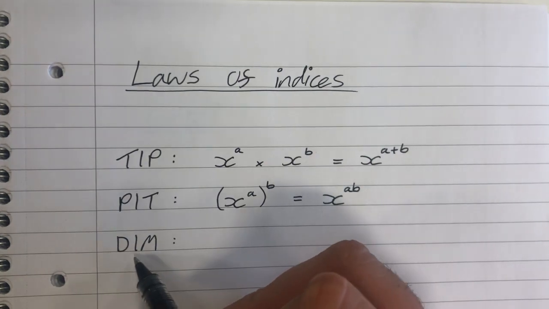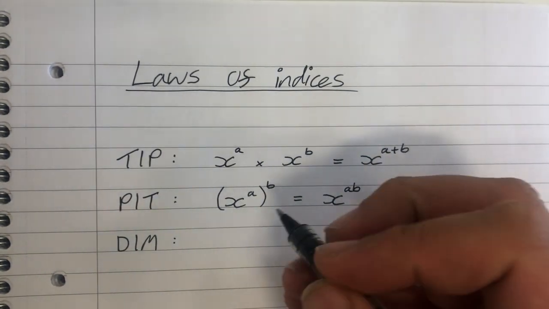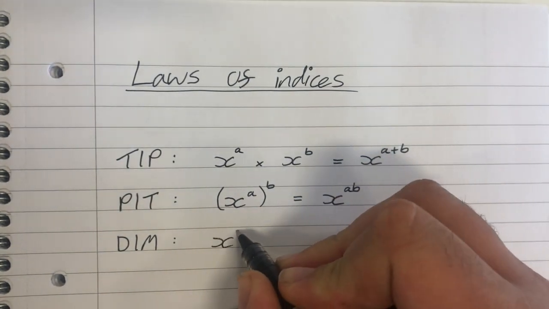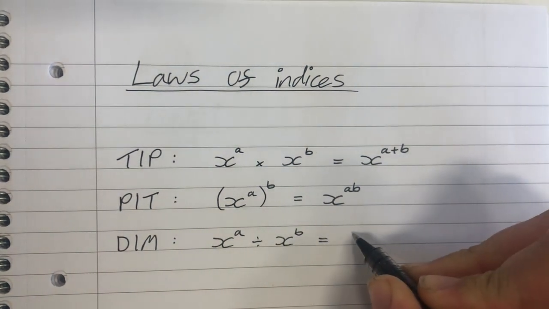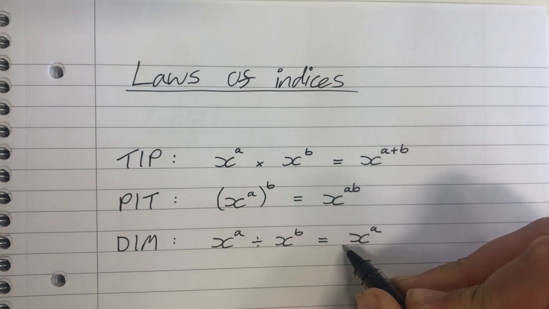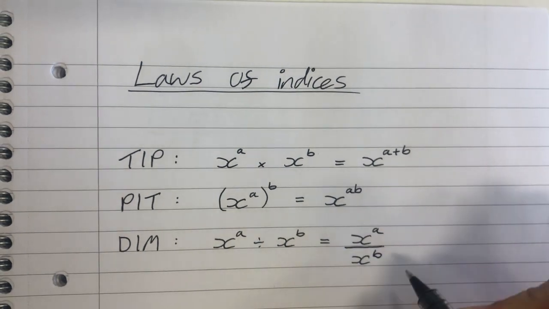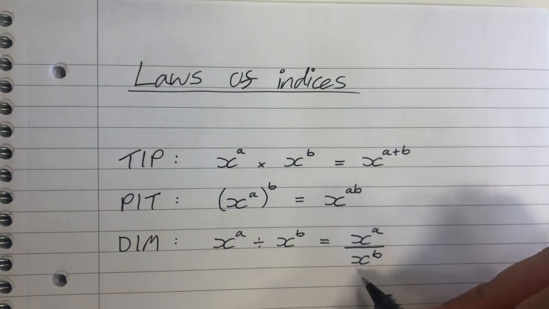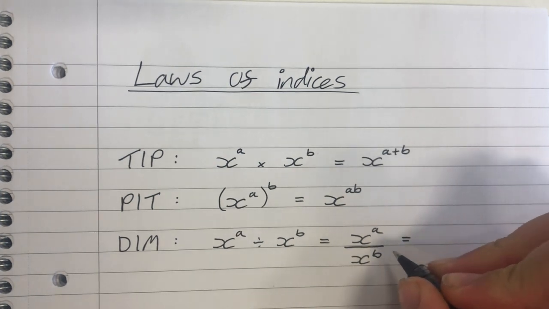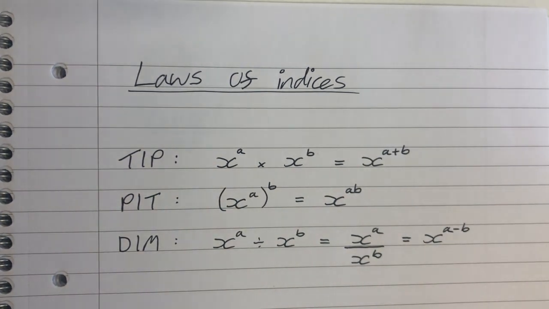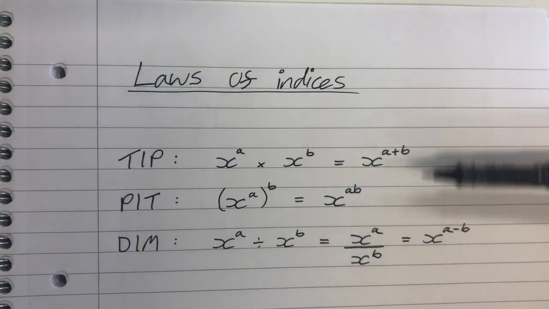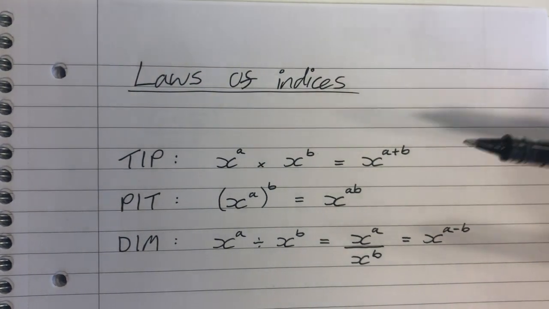And finally, DIM, similar to PIT, DIM is divide indices minus. So I get x to the a divided by x to the b, which may be written as x to the a over x to the b. They are exactly the same thing. Then we minus the powers, so it's x to the a minus b. So those are the 3 acronyms that I've learnt.